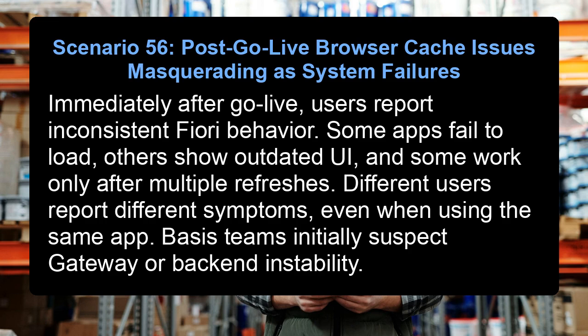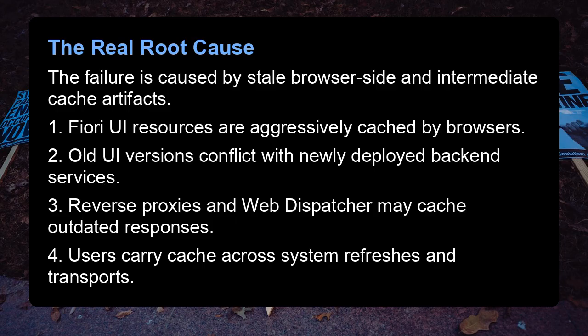Scenario 56. Post-go-live browser cache issues masquerading as system failures. Immediately after go-live, users report inconsistent Fiori behavior. Some apps fail to load, others show outdated UI, and some work only after multiple refreshes. Different users report different symptoms, even when using the same app. Basis teams initially suspect gateway or backend instability. The real root cause: the failure is caused by stale browser-side and intermediate cache artifacts.